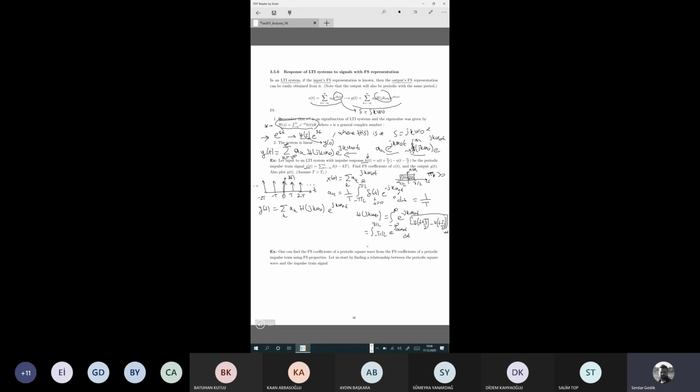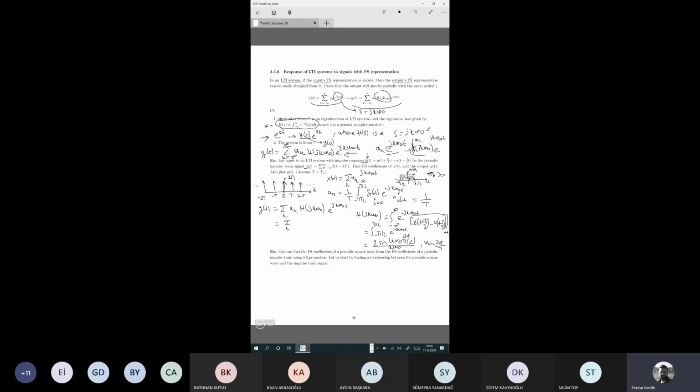If you go and evaluate this, I'm writing the result directly. It is 2 times sin(kω0T1/2) over kω0. And of course, ω0 is 2π over T. So H(jkω0) is simply 2 times sin(kω0T1/2) over kω0. So if I continue from here, it's nothing but the summation over k from minus infinity to plus infinity.